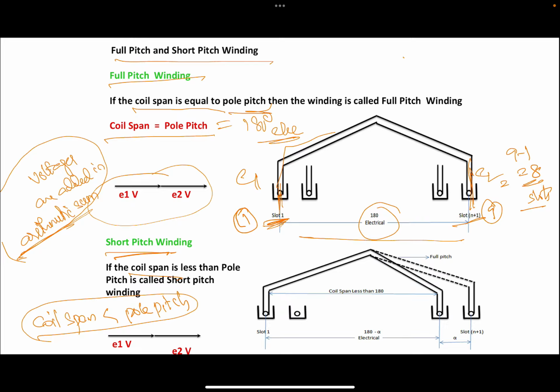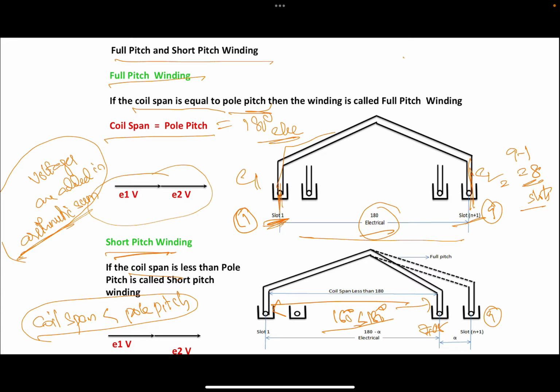What actually happens? Instead of keeping the winding in the 9th slot, I'm keeping it somewhere at the 7th or 8th. Now what is happening here? Is the coil span still 180 degrees? What is coil span? The distance between the two ends of the coil. Previously, the distance is 180 degrees, which is equal to pole pitch, and we can consider it directly as full pitched winding. Now the distance is somewhere around 160 degrees. Is it less than 180 or not? As it is less than 180 degrees, I can call it short pitched winding.